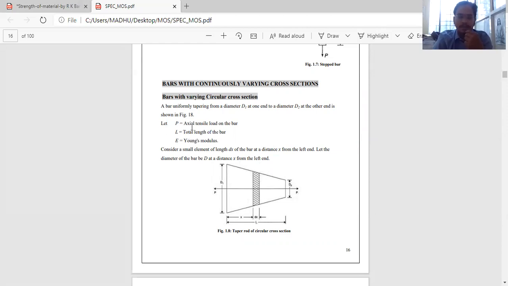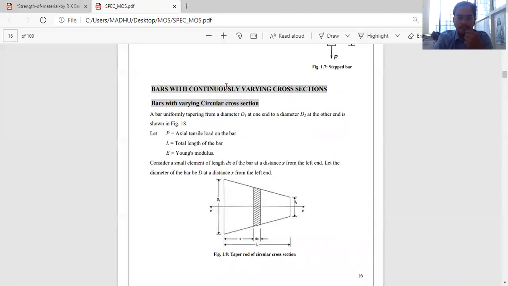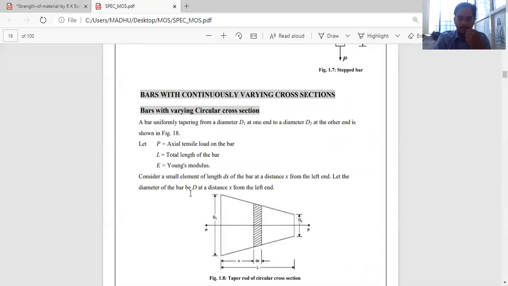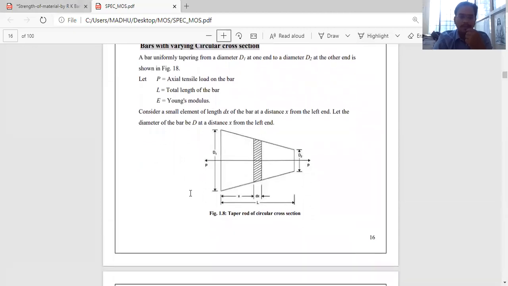Now let P be the axial tensile load on the bar. L is the length of the bar. E is Young's modulus of that particular material. So what is given? P is the axial load. D1 and D2 are diameters, the tapered diameter is D2 and the other diameter is D1. And L is the length of the bar.